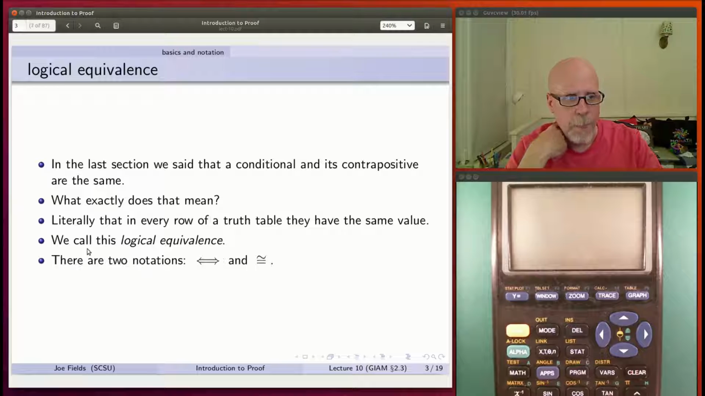There are two notations that are in use for this. One is the double-headed arrow, which we've seen before in definitions. When we say the name of some concept, like x is an even number, and then the defining property for that concept are the same, we're using the same notion here. They're logically equivalent. The other notation, which I actually prefer, is a sort of an equal sign with a little squiggly decoration on top.